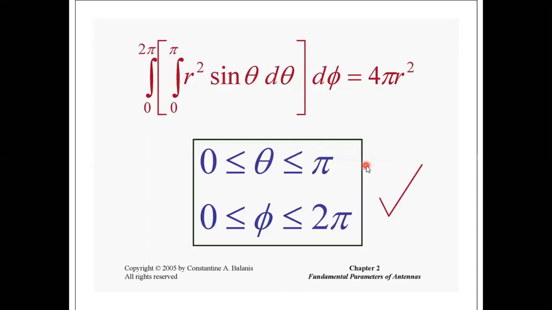Having understood this, we are going to calculate the surface area of a sphere. So we have r square sine theta d theta d phi. If you integrate over theta and phi, the limits for theta are 0 to pi, and the limits for phi are 0 to 2 pi. So if you integrate them, what area do we get? 4 pi r square, which is nothing but the surface area of a sphere.